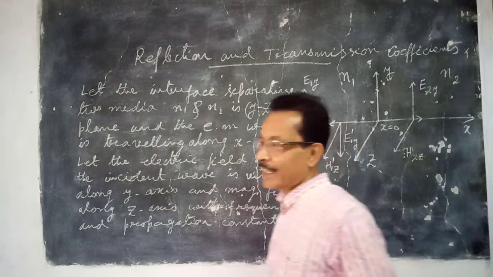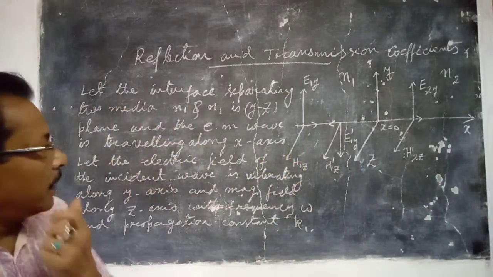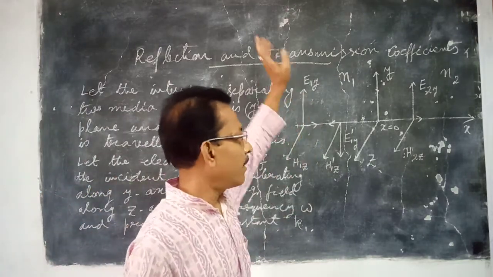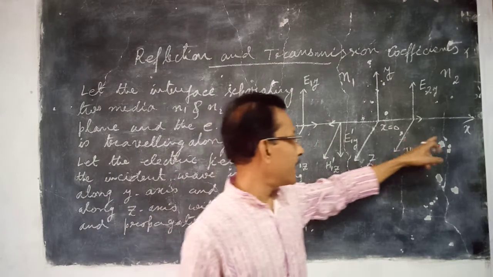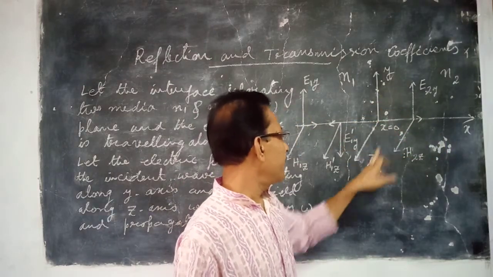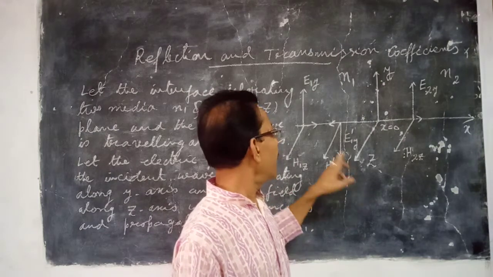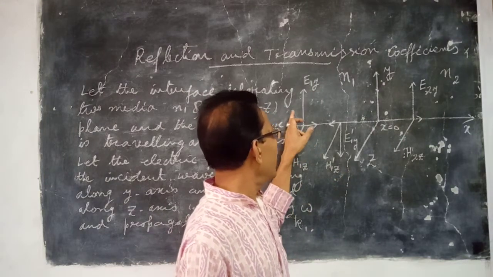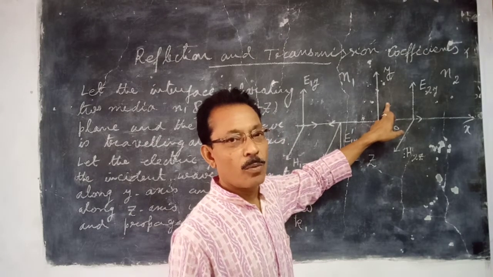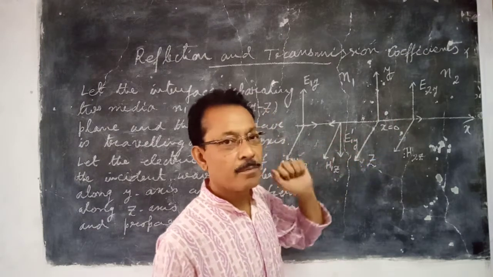Now let us consider here the reflection of a traveling electromagnetic wave along the x-axis from the interface, which is the yz plane, and here we consider the electromagnetic wave incident normally on the interface, no oblique incidence, normal incidence.